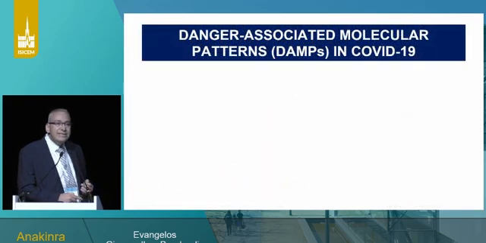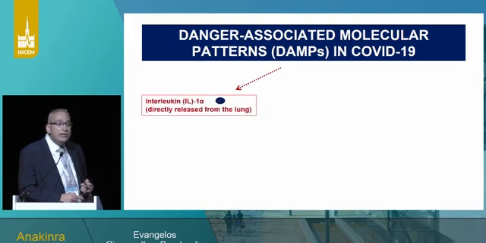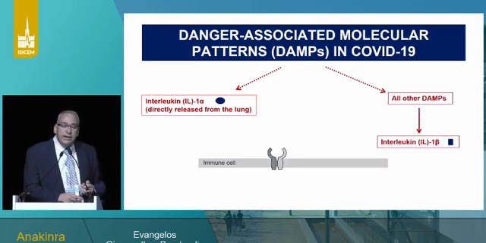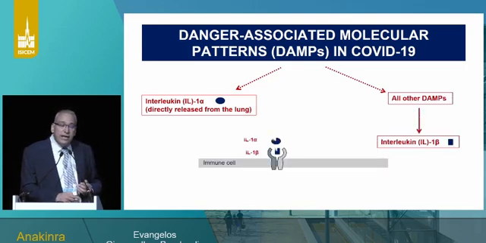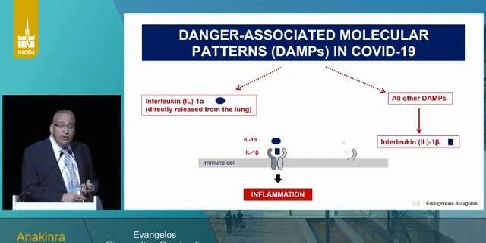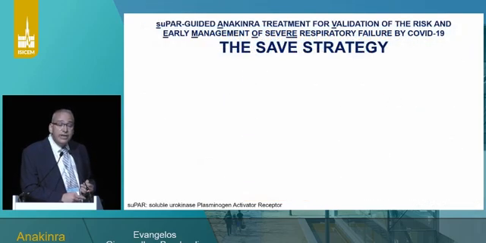The major of these DAMPs, or alarmins, released from the bronchial tree, is IL-1 alpha. There are also other DAMPs that work through the production of IL-1 beta. What IL-1 alpha and IL-1 beta do is act on their receptor, and this is how they produce inflammation. So if we have a drug that could mimic IL-1 alpha and IL-1 beta, that can fool the receptor, and we have this drug, called anakinra, then we can prevent this from happening.